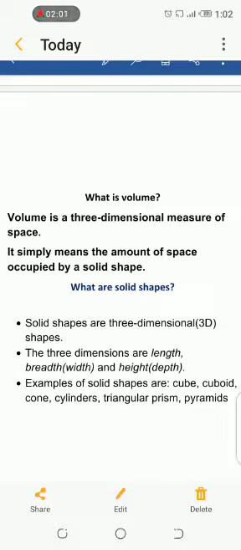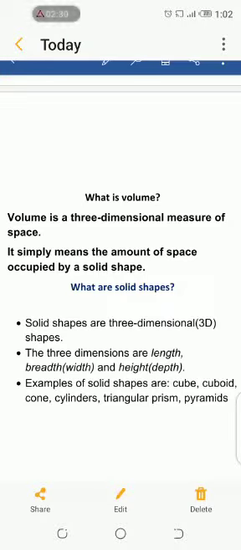Solid shapes, because the 3D shapes, that is the three-dimensional shapes, are referred to as solid shapes. So when we talk about volume, we are not talking about plane shapes, but basically solid shapes. Now, a quick look at what solid shapes are before we go deeply into our topic for today. What are solid shapes?